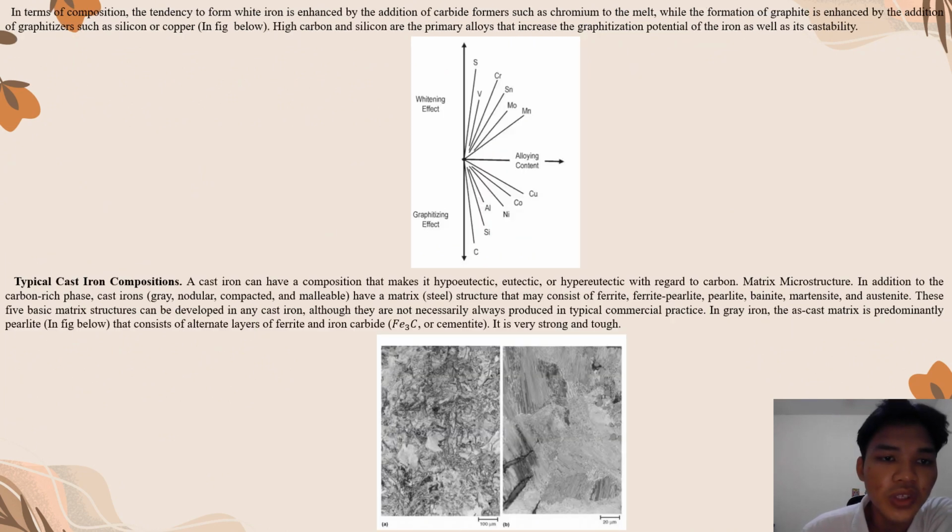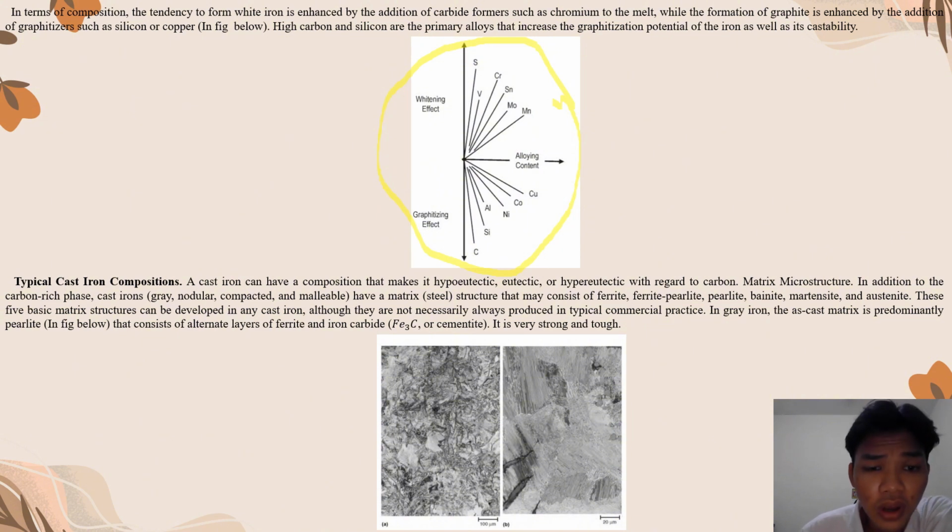In terms of composition, the tendency to form white iron is enhanced by the addition of carbide promoters such as chromium to the melt, while the formation of graphite is achieved by the addition of graphitizers such as silicon or copper. High carbon and silicon are the primary factors that increase the graphitization potential of the iron as well as its castability.